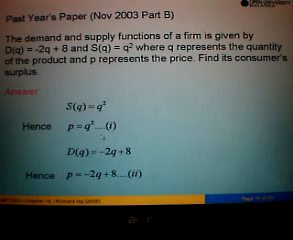Alright, so here we have P equals Q square. Here the demand curve is negative 2Q plus 8. So we can replace this D with P, so P equals negative 2Q plus 8.